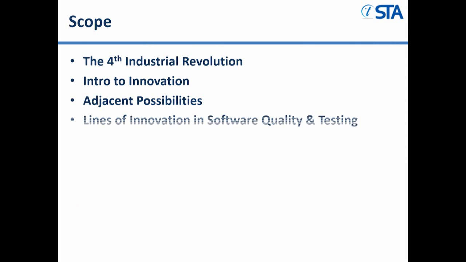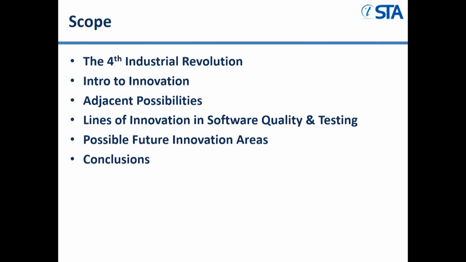In this talk, I'm going to first of all introduce the ideas behind the fourth industrial revolution and then explain why innovation is an absolute necessity if businesses and countries are going to survive this revolution. I will then introduce some approaches to looking at how to innovate, how to understand innovations of the past, and suggest some areas of innovation that we need to look at in the software quality area and investigate their feasibility for the future.